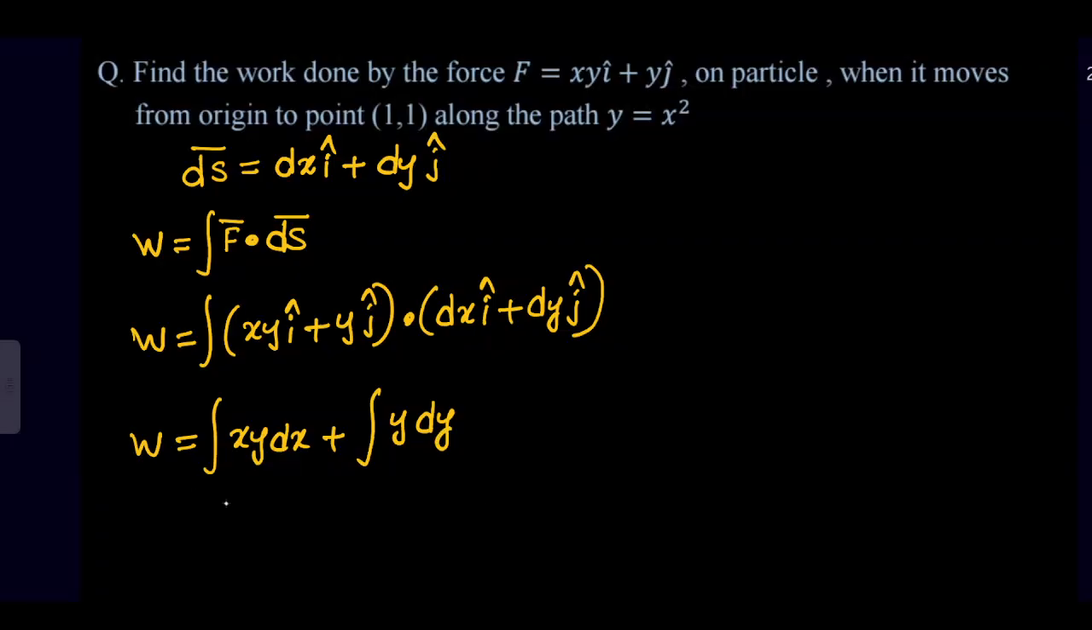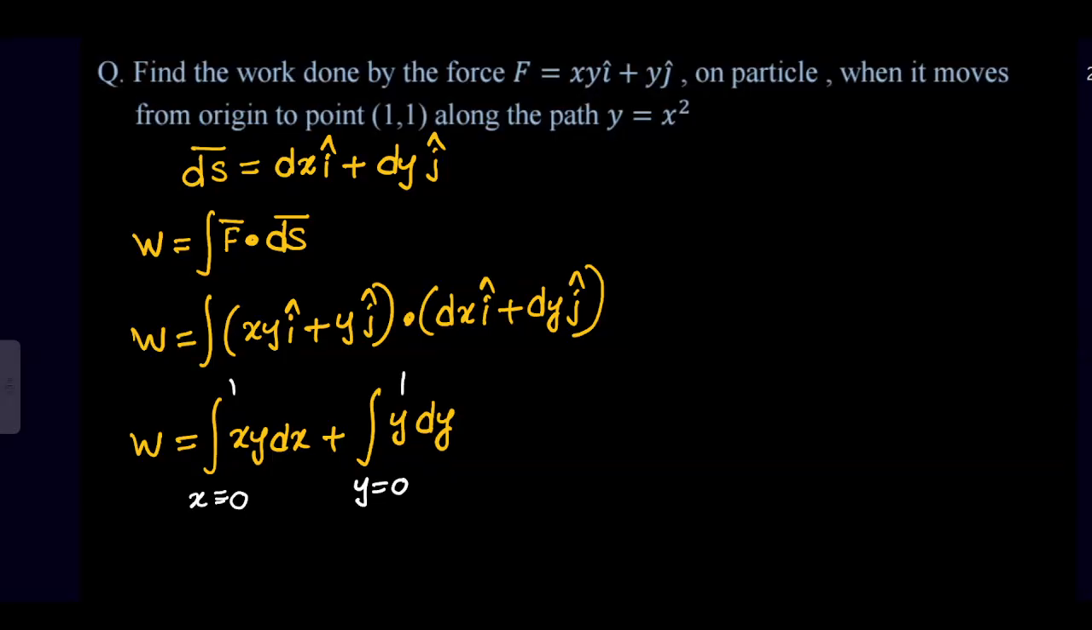Here x limits. Y will write y square. So then x limits are what, you tell me now. X limits are 0 to 1. Y limits are 0 to 1.